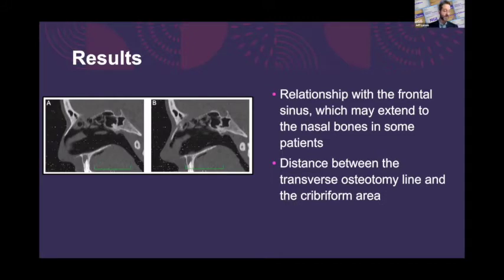Here's another pre-op and post-op image of a patient who underwent high strip preservation rhinoplasty surgery. This image on the left demonstrates the radix incision and the relationship to the frontal sinus, which may extend down to the nasal bone in some patients, and it also demonstrates the distance between the transverse osteotomy and the cribriform plate.